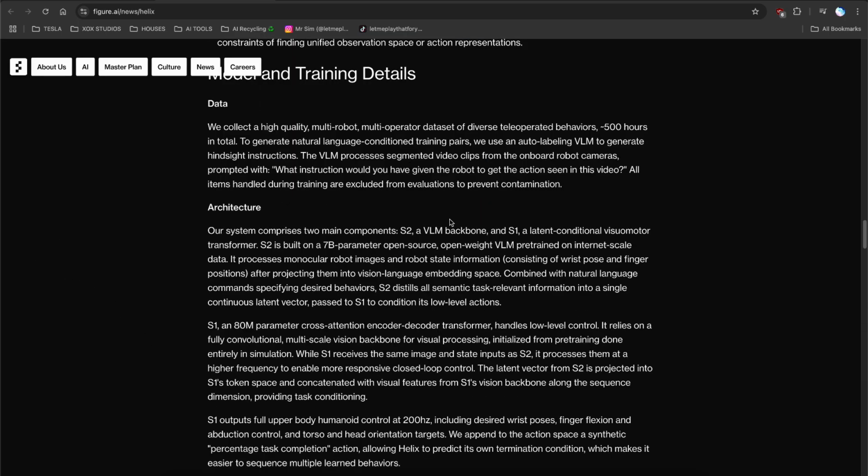The data: we collect a high quality multi-robot, multi-operator data set of diverse teleoperated behaviors, 500 hours in total, to generate natural language conditioned training pairs. We use an auto-labeling VLM to generate hindsight instructions. And that's interesting. It will process video clips from the robot cameras, and then it will say, what instruction would you have given the robot to get the action seen in this video? And that's how they get their training pairs.